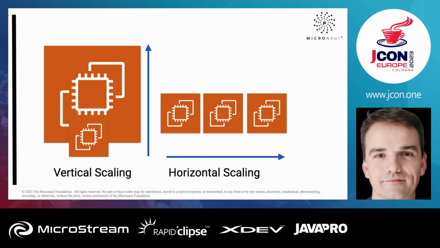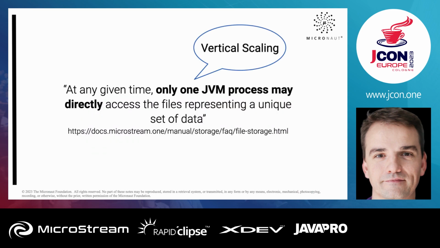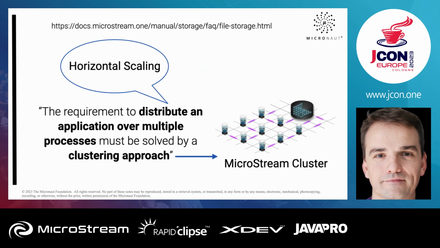When you are using Clipstore, especially in the VM that is going to persist to disk or to a different storage target, you will see the path is to scale vertically instead. This is a quote from the MicroStream documentation, the predecessor of Clipstore documentation. It tells you, at any time only one JVM process must directly access the file representing a unique set of data. That typically means vertical scaling to me. And their solution for horizontal scaling is in the next paragraph. They tell you the requirement to distribute an application over multiple processes must be solved by a clustering approach. And they do have a clustering solution, which is the MicroStream cluster.